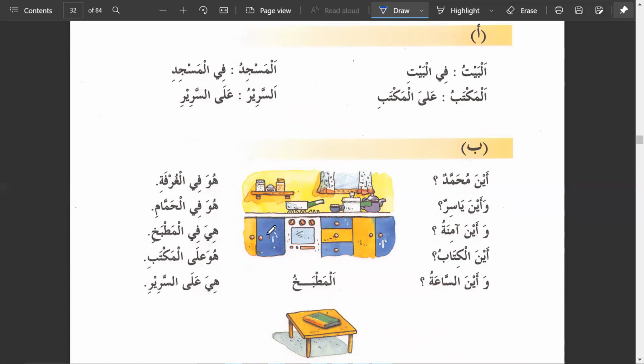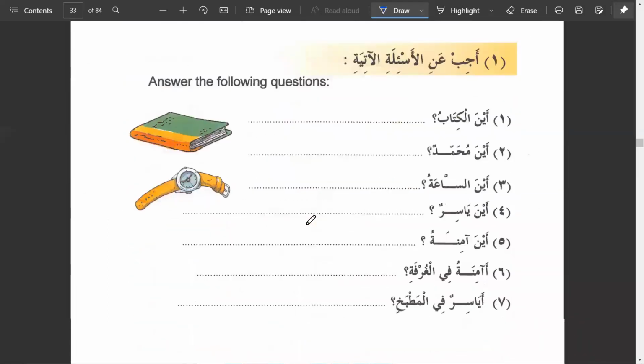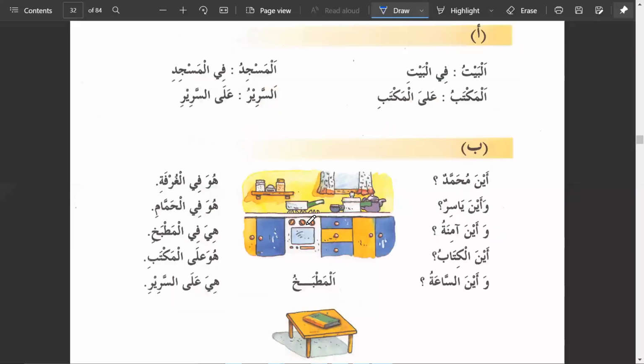Okay, so this is the end of this lesson. Lesson 4 is not done yet. We are going to learn more deeply about these pronouns and about harf jar.